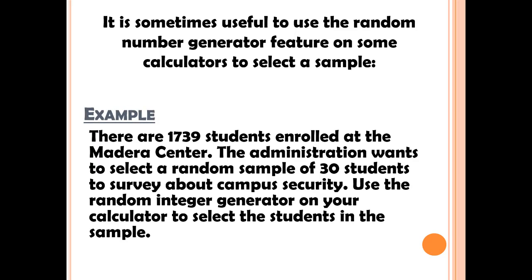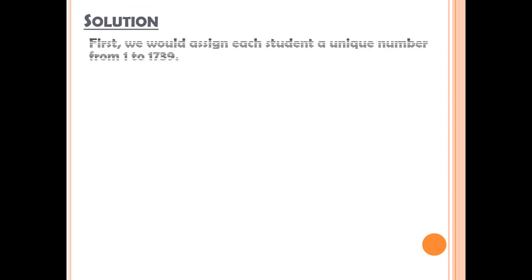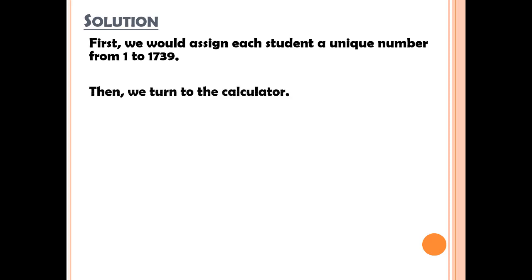Here's an example. There are 1,739 students enrolled at the Madera Center. The administration wants to select a random sample of 30 students to survey about campus security. Use the random integer generator on your calculator to select the students in the sample. So here's our solution. First, we would assign each student a unique number from 1 to 1739. That's student 1, student 2, student 3, however we do it. They don't have to be alphabetical, just as long as each student has their own individual number from 1 to 1739.